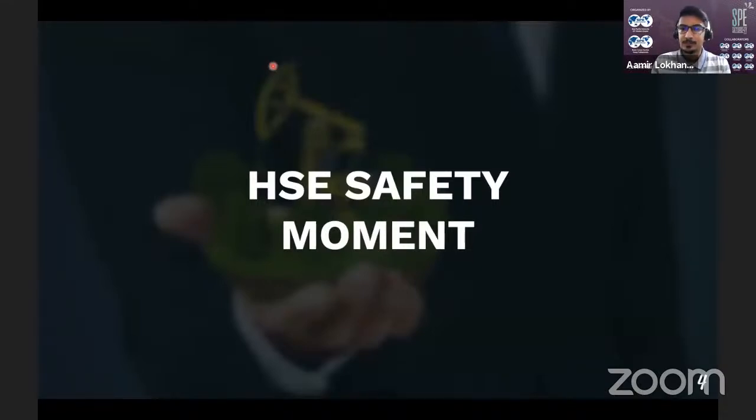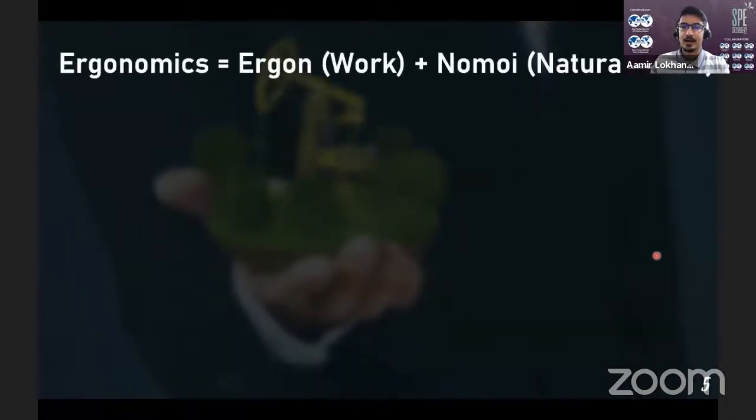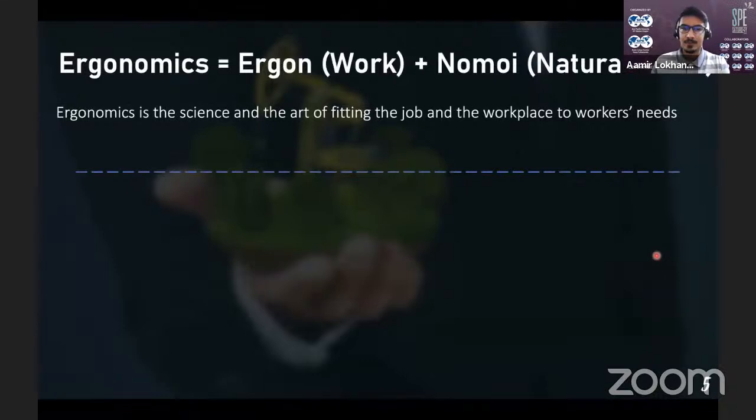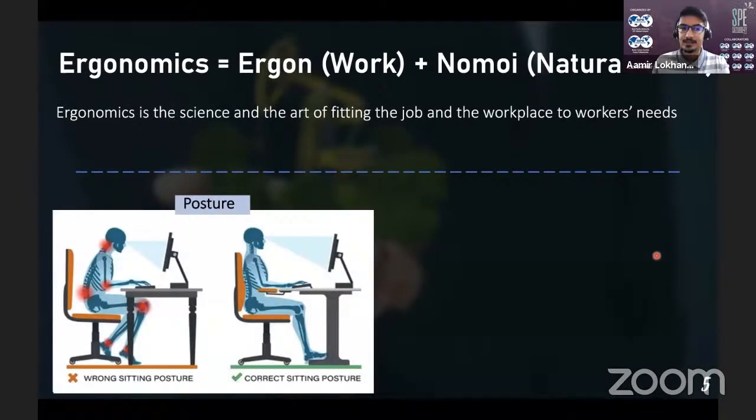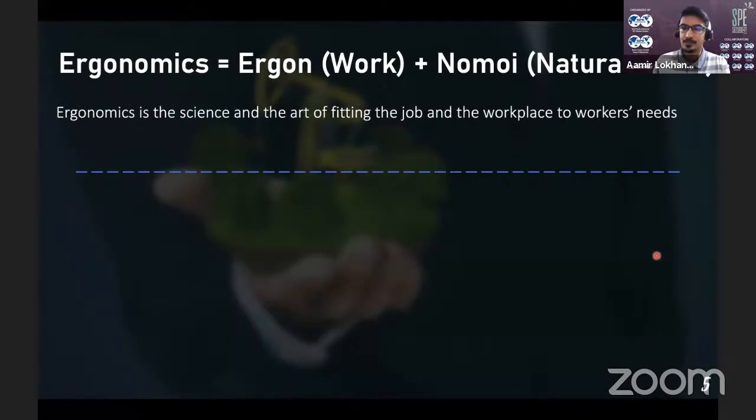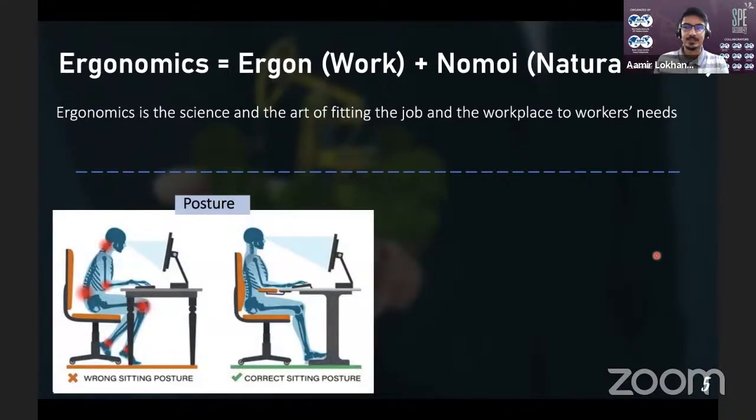So we are all probably working from home. So one good thing that we should all be talking about is ergonomics. So what is ergonomics? Right now we are sitting behind a laptop screen. How are we seated, right? Ergonomics is just the science and art of fitting the job and the workplace to a worker's needs. So right now we are workers in a sense, we are sitting. So let's just take a quick glance at how we are seating, right? Take a look wherever you are, make sure your posture is right. You're not hurting your back. Everything looks fine on your end, right?